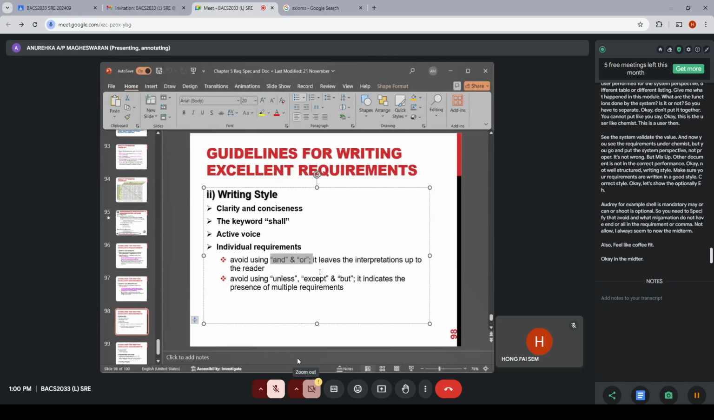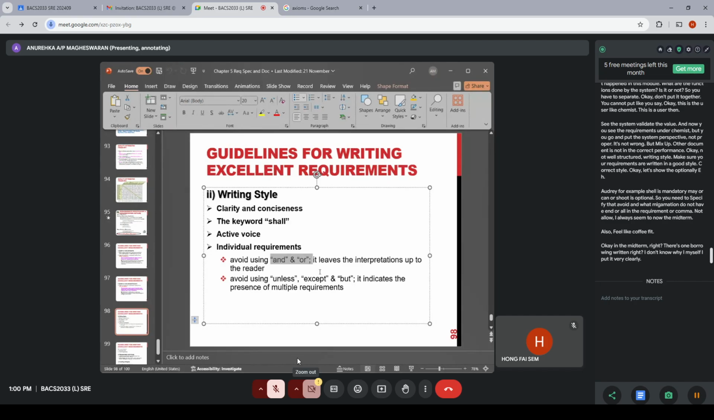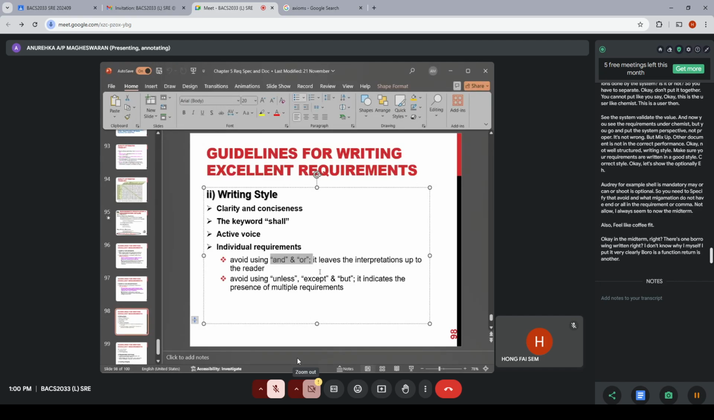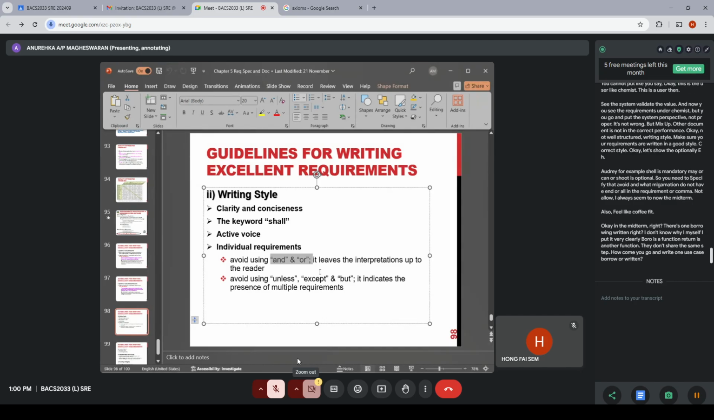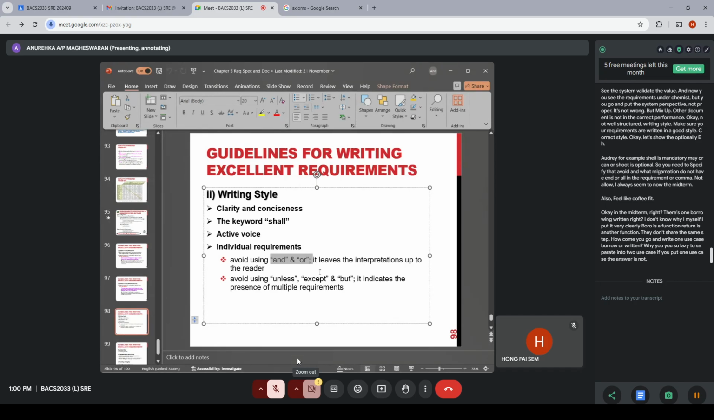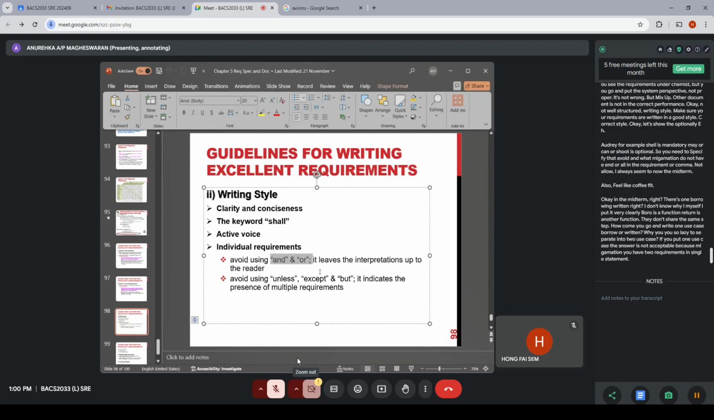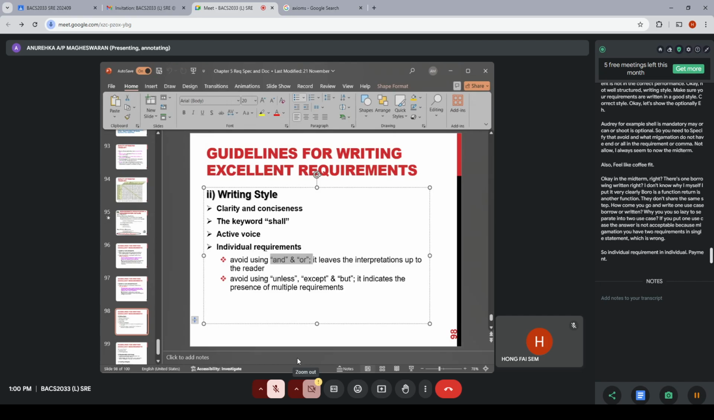In the midterm, there was borrow and return. I put it very clearly: borrow is a function, return is another function. They don't share the same steps. How come you write one use case, borrow or return? Why are you so lazy to separate it into two use cases? If you put one use case, the answer is not acceptable because of amalgamation. You have two requirements in a single statement, which is wrong. Individual requirement in individual statement, one statement each.